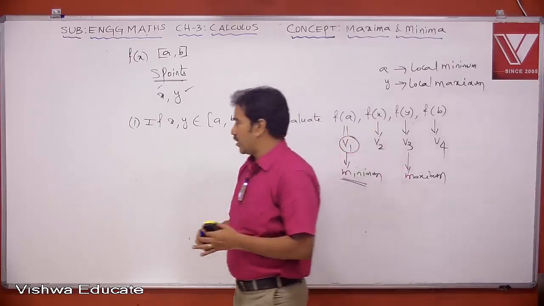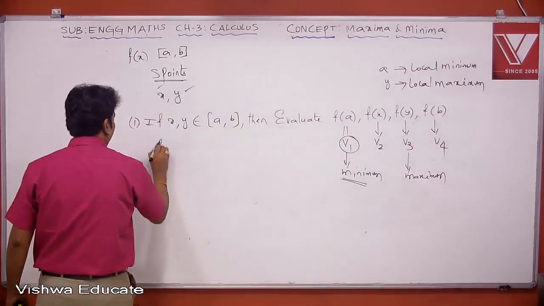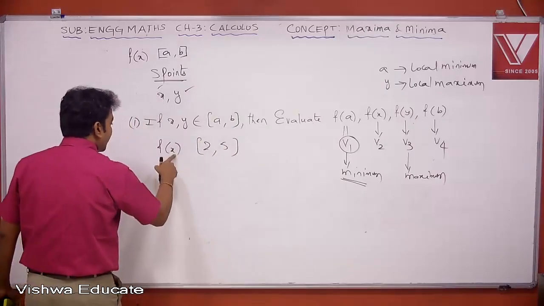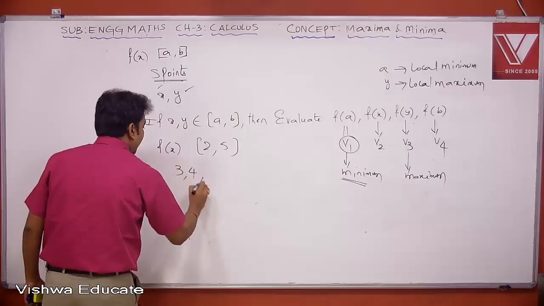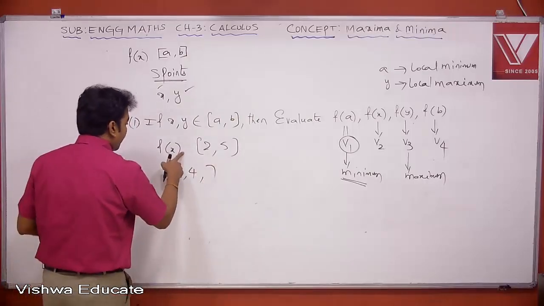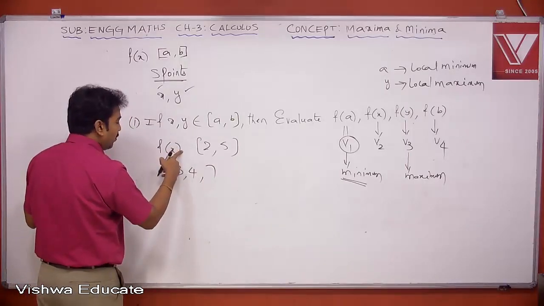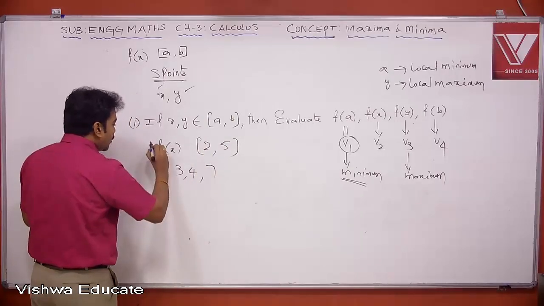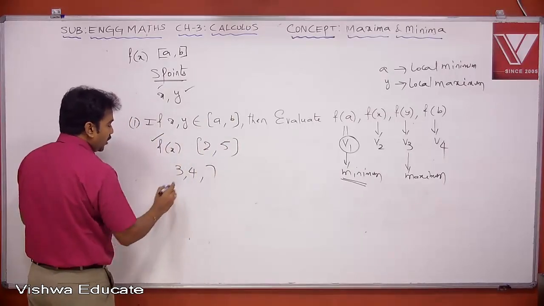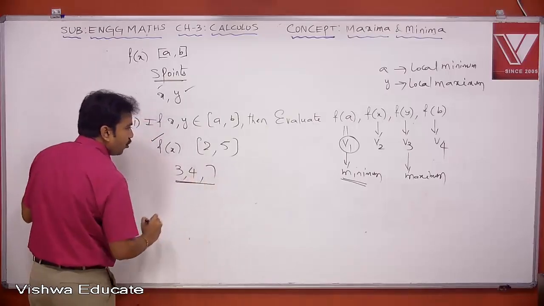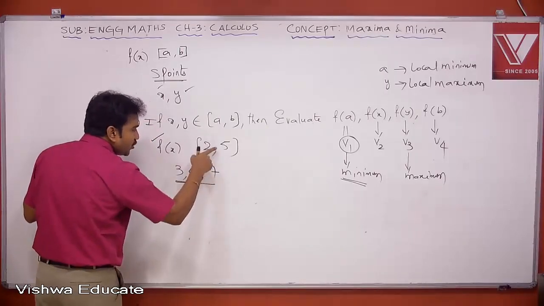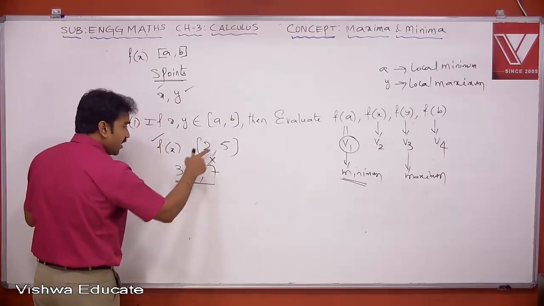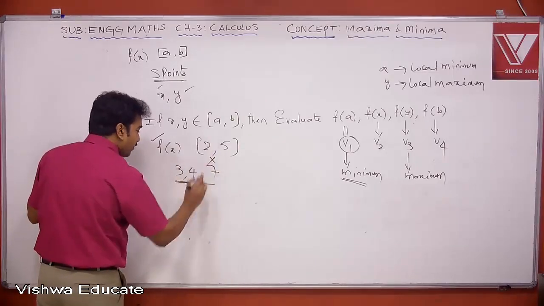Now I will tell you one general example. Suppose I have a function f of x. Domain is closed interval a comma b. Assume that its stationary points are, for example, 3, 4, 7. I need to find its maximum and minimum values over the domain closed interval 2, 5. As usual, you find the stationary points. Assume that the stationary points are 3, 4, 7. Now here 7 is not a member of this interval, so ignore 7. But 3 belongs to this and 4 is a member of this.